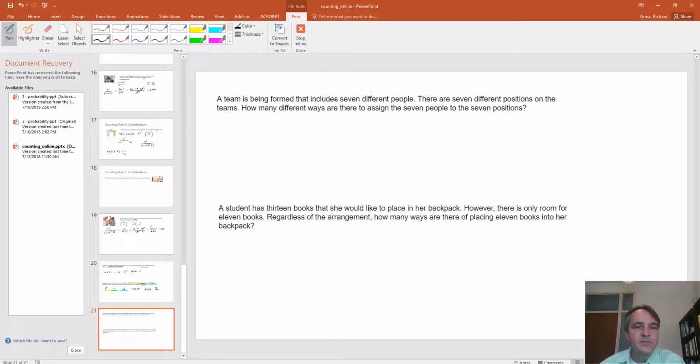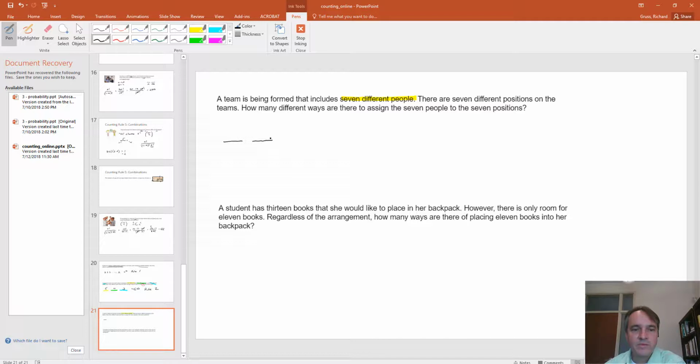A team is being formed that includes 7 people. Okay, 7 different people. There are 7 different positions on the teams. How many different ways are there to assign the 7 people to the 7 positions? Okay, so we can think about it this way. So we've got this team. It doesn't tell us what kind. Let's say it's a baseball team.